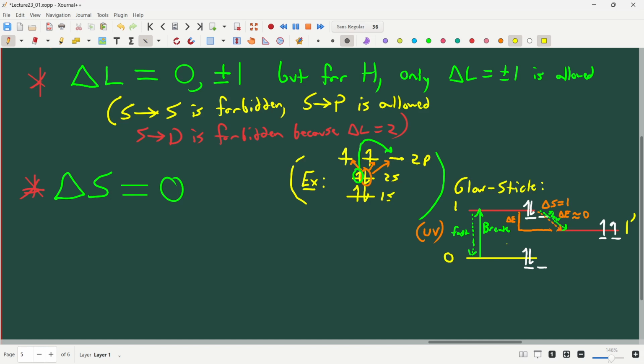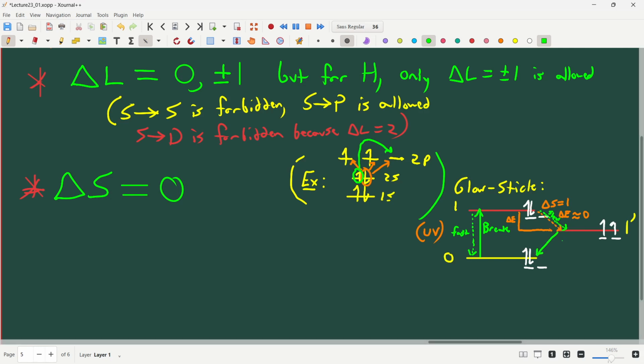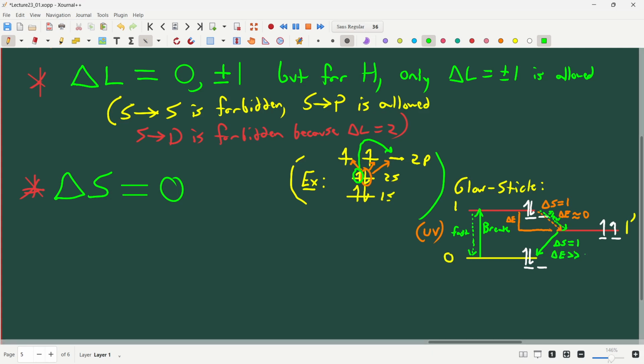So when the molecules get trapped in this intermediate state, they have to find some way to get down here, to the ground state, but there's no real easy way to do that, right? Because this transition requires a spin flip. Right, so this is delta S equals 1. And the energy difference between these states is very, very large. This state's way down there.